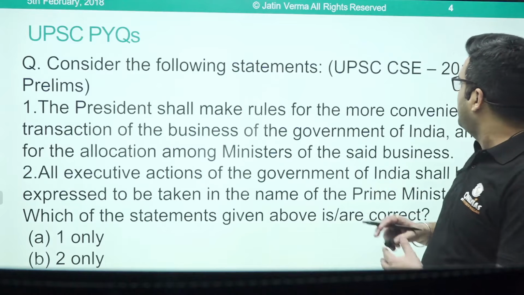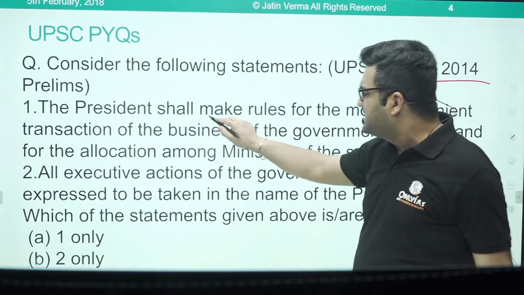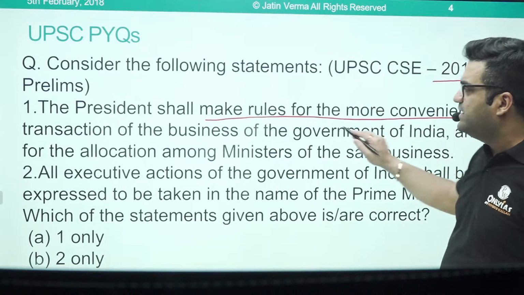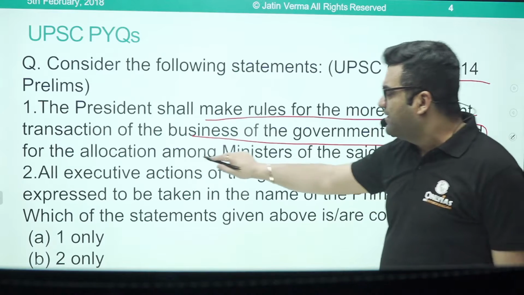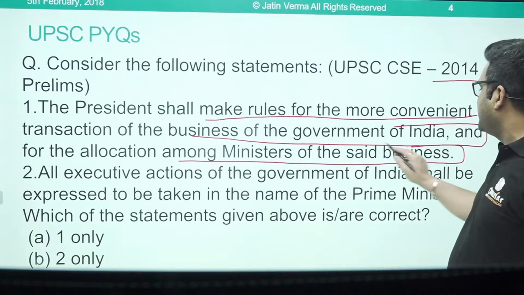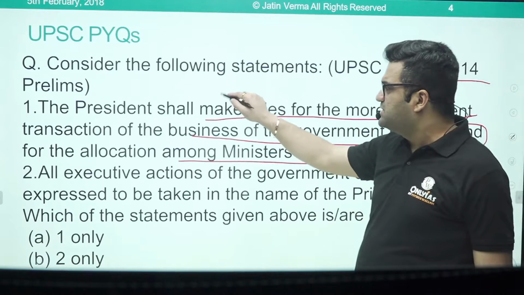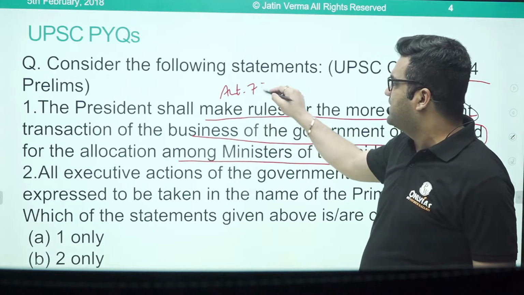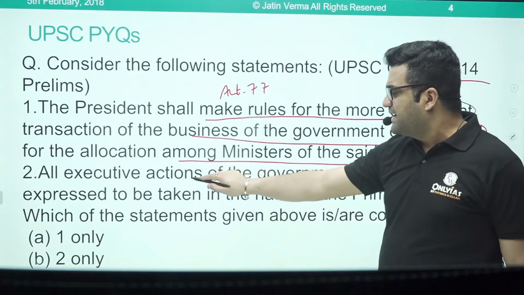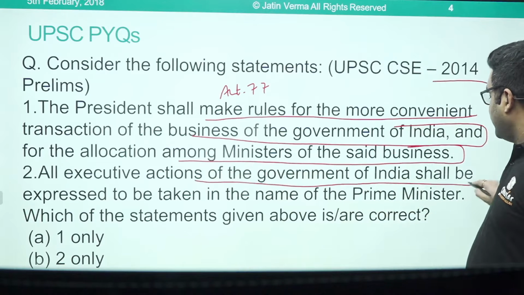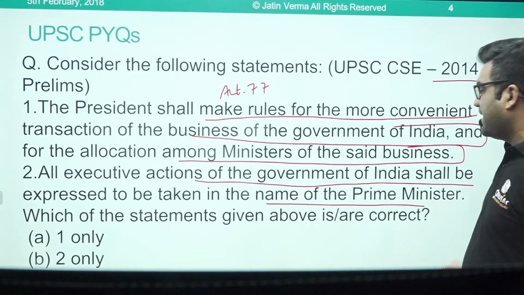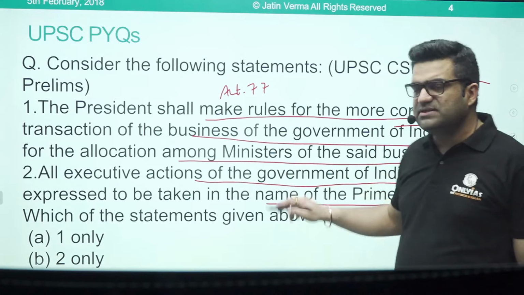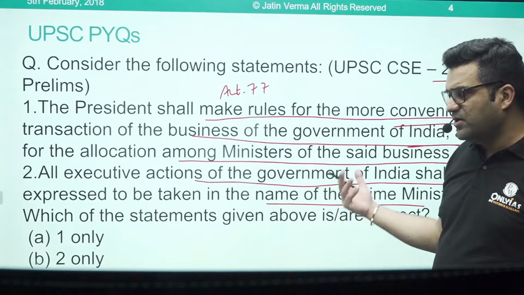Then this question of 2014 again: the president shall make rules for the more convenient transaction of the business of the government of India and for the allocation among the ministries of the said business. So the president shall make rules. This is Article 77 of the Constitution. All executive actions of the government of India shall be expressed to be taken in the name of the Prime Minister. Are all the executive actions taken in the name of the Prime Minister or the President?